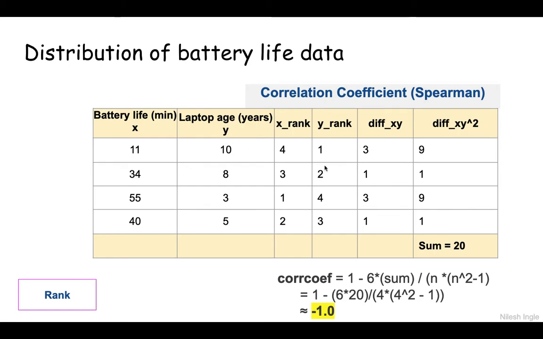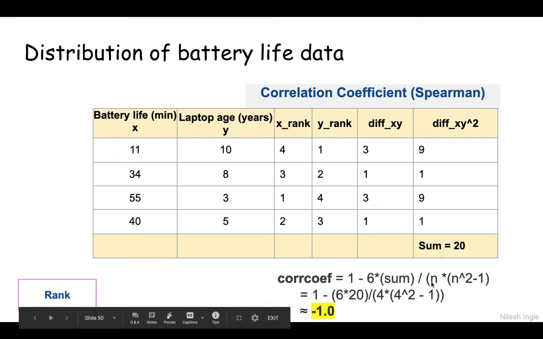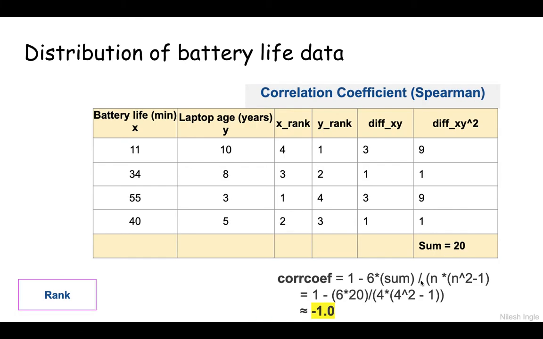Similarly, we rank all the observations in the variable laptop age that go from 10 to 3. So 10 being the highest gets rank 1, and 3 being the lowest gets rank 4. Then we take the difference between these two. So 4 minus 1 is 3, and we do that for all the other observations. Finally we square the differences and take the sum right here. So the square of 3 is 9, and the sum of all of them is 20, and then we plug those values into the formula given below.